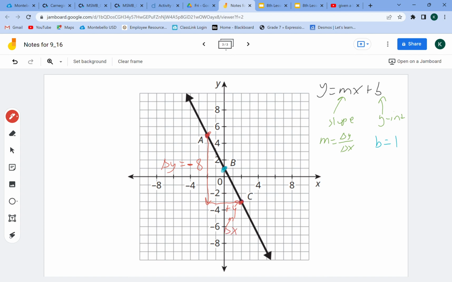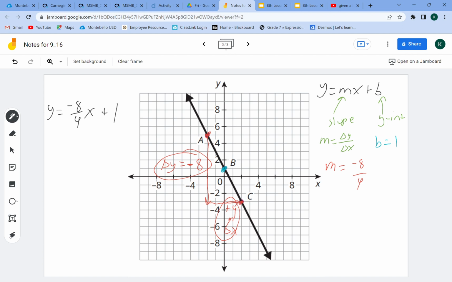Then I fill it in here. My delta y is here, so I'll put negative 8, and my delta x is over here, so I'll put that over 4. Then I write my formula, my equation: y = -8/4 x + 1.